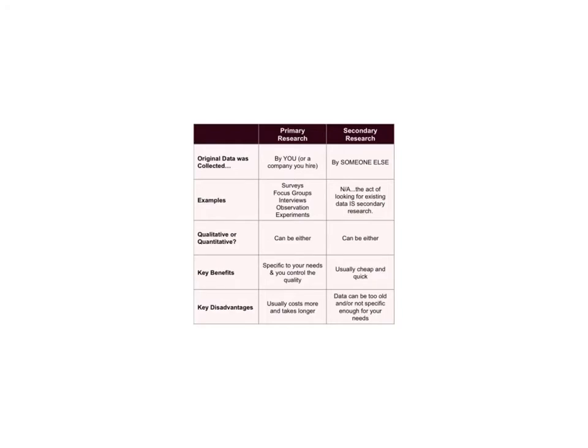So let's just look at finally some advantages and disadvantages. With primary research, the original data is collected by you or a company you hire specifically for your organisation. Secondary research is being done by someone else, so they might have their bias, or it might be done for their purpose. So you've got some examples over there.